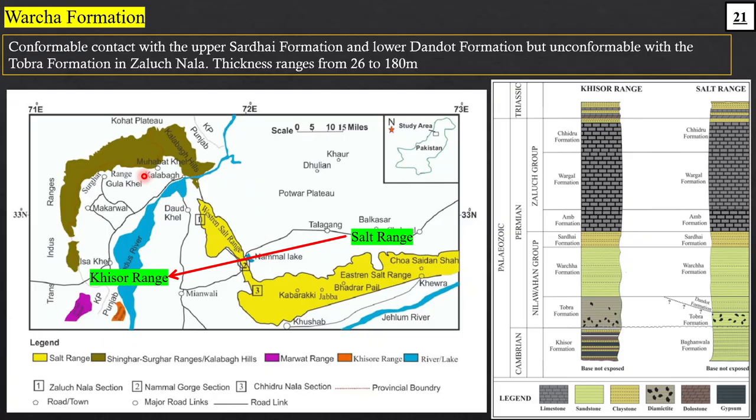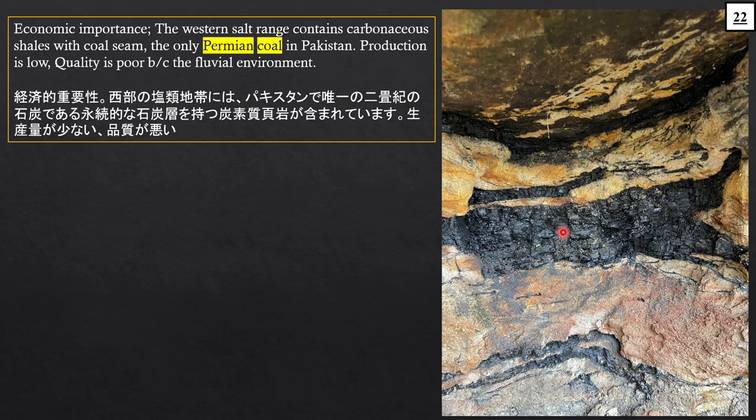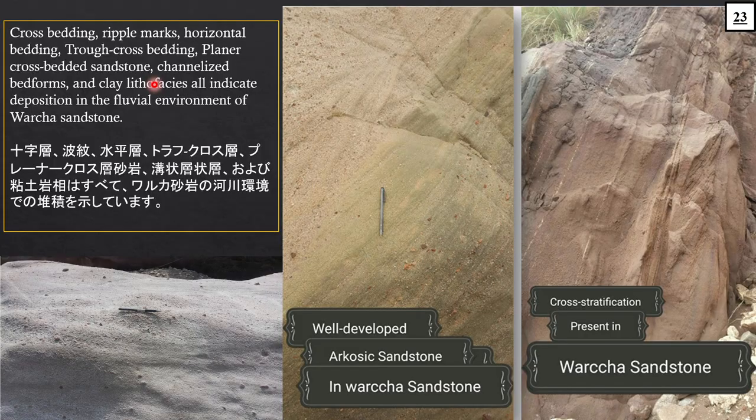The Warchha Formation is in conformable contact with the Sardhai, but lower is the Dandot Formation in the Salt Range. But in the Jhelum range the Dandot is pinching out, so it will be directly in contact with the Tobra Formation. Due to the missing of the Dandot Formation, the Warchha Sandstone is directly in contact with the Tobra Formation. As for the economic importance of the Warchha Sandstone, we have Permian coal, but it is not well developed and of poor quality, because the Warchha Sandstone is a fluvial system, and in a fluvial system oxygen plays a vital role, which does not deposit coal or preserve organic matter, so it dissolves the organic matter.